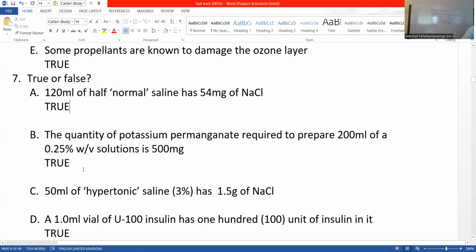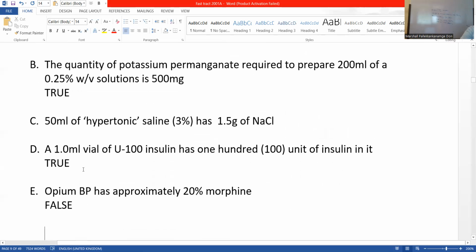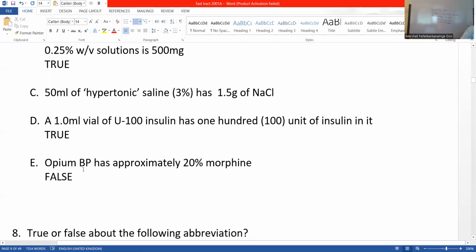D is true. A 1.0 ml vial of U100, that is 100 units insulin, has 100 units of insulin in it. That is true. 1 ml has 100 units of insulin. If it is labeled as U100, that means it has 100 units in 1 ml. Opium BP has approximately 20% morphine. That is false.